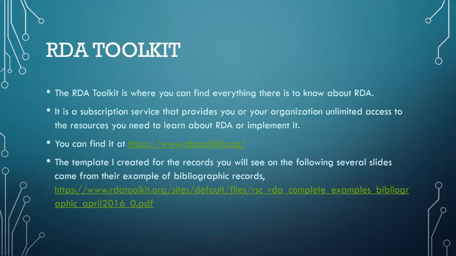The RDA Toolkit is where you find everything there is to know about RDA. It is a subscription service that provides you and your organization unlimited access to the resources you need to learn about RDA or implement it. You can find it at rdatoolkit.org. The template I created for the records you will see on the following several slides came from their example of the bibliographic records, and the website you can see on the slide.